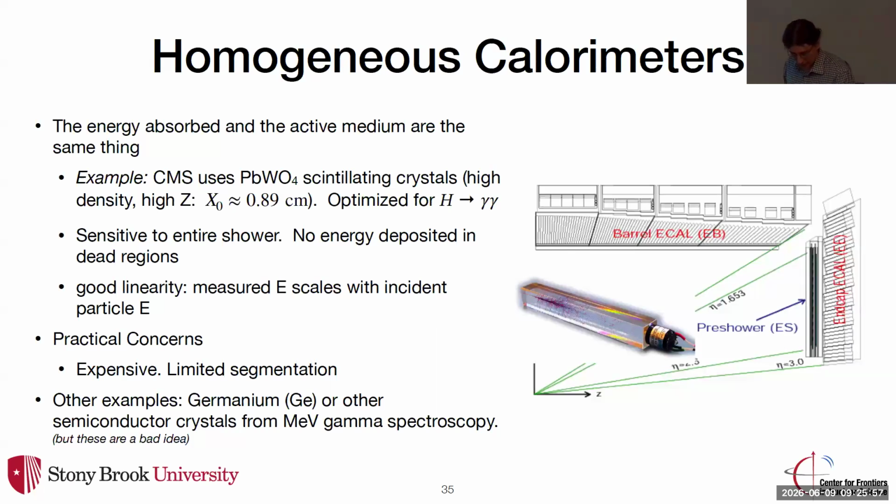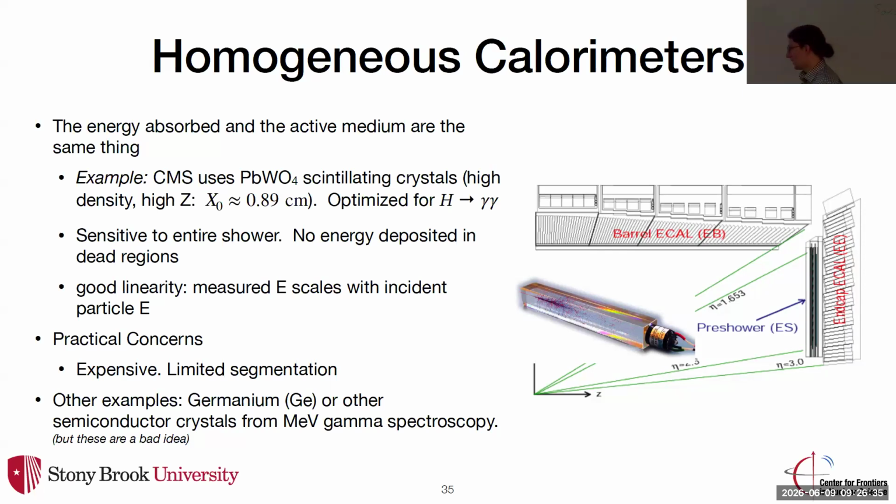Now, the trick here is that we have something that is dense and transparent to its own light. And again, I'm leaning on this example pretty hard because it's pretty common, like glass. And they show up in, for instance, the CMS calorimetry. And that is to make sure they don't lose any of the energy from the photons, so they can do Higgs to photon-photon. The advantage is you don't lose any of the energy. You're sensitive to the entire shower, and you have good linearity. If you double the energy, you double the response of the crystal.